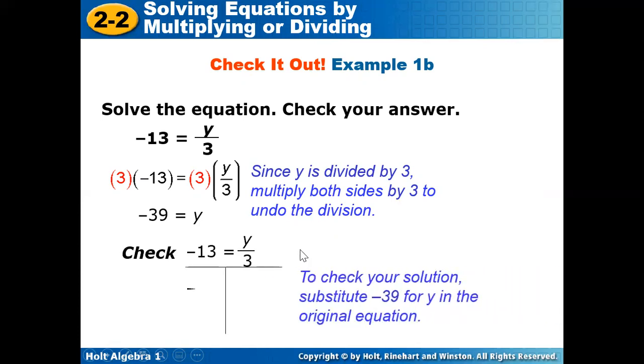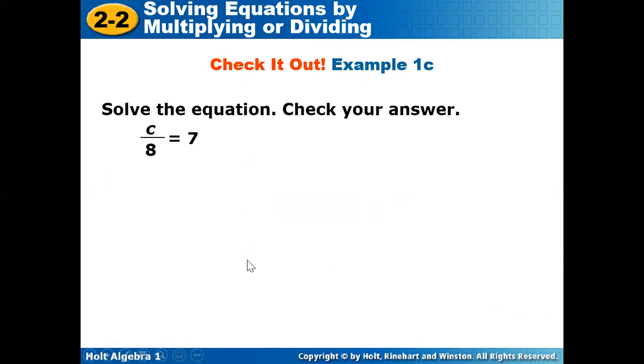And you plug it back into your original equation. Negative 39 divided by 3 gives you your negative 13. That is absolutely the answer. Here's another example you can try.